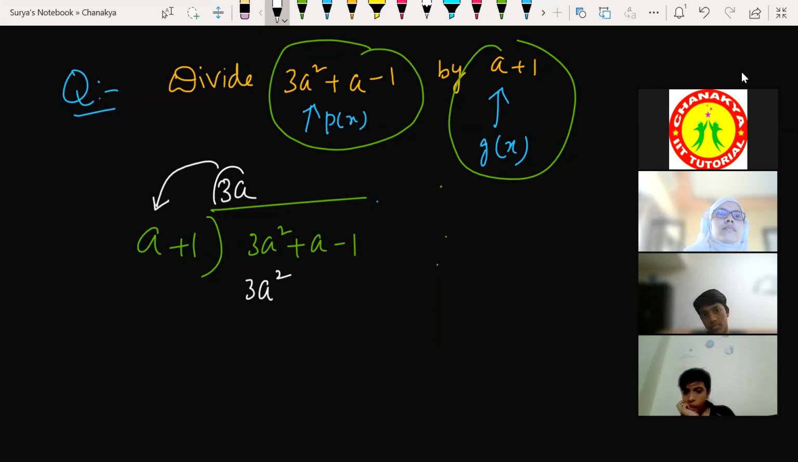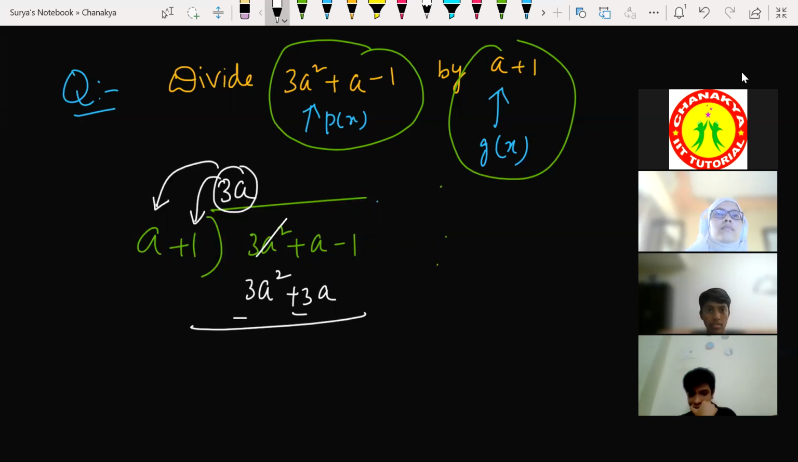Again, with this 3a, I'm supposed to multiply each and every term of the divisor. Look at this, 3a into a, 3a square, and 3a into 1, which is going to be 3a. All right. While dividing, we'll be subtracting, right? So I'll be changing the sign for subtraction. So 3a square minus 3a square is 0. Then a minus 3a, which is minus 2a, and I'm just carrying this minus 1 here.